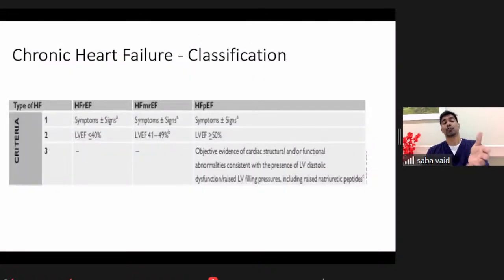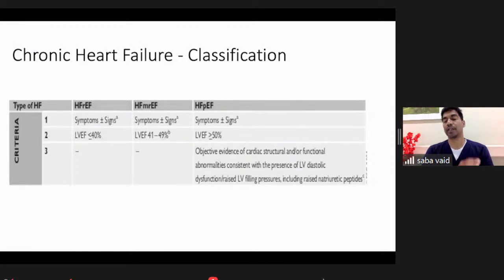The chronic heart failure patients, those who typically present to you during a pre-op assessment clinic, can be broadly classified into three categories. This categorization is based on the ejection fraction. Those with a left ventricular ejection fraction of less than 40% are categorized as heart failure with reduced ejection fraction. And then there is heart failure with mid-range ejection fraction. These are the ones with an EF of around 40 to 50% technically. And there is also a category of patients with heart failure who have an LV ejection fraction of greater than 50%.